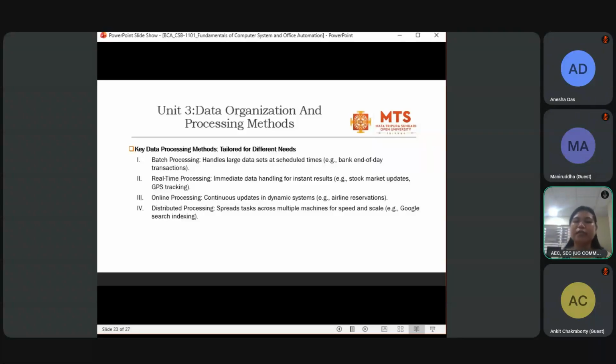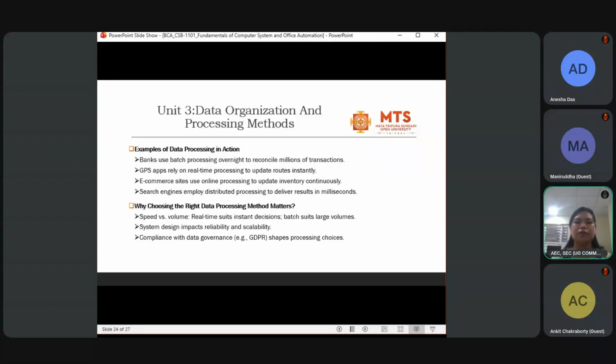Real-time processing is immediate data handling for instant results, like stock market updates and GPS tracking. Like I have already said, if you walk a distance with your mobile tracker on, it tracks how many kilometers you have walked and how many steps you have taken. Online processing is continuous updating in dynamic systems, like airline and train reservations. Distributed processing spreads tasks across multiple machines for speed and scale, like Google Search Index, Gemini, and so on.